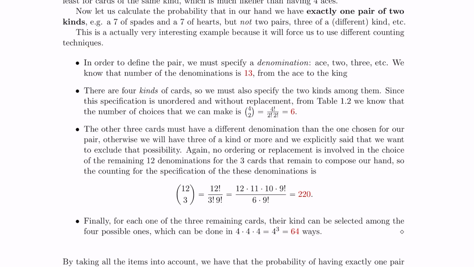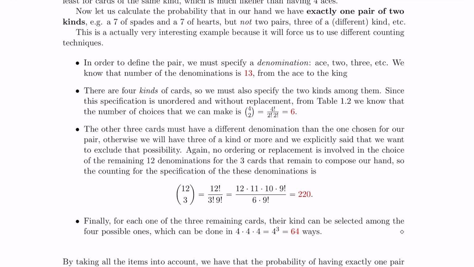First of all, in order to define the pair, we must specify a denomination, that is ace, 2, 3, etc. And we know that there are exactly 13 denominations. Then we must specify 2 kinds of cards among the 4 that exist. If you think about it for a second, you see that this specification is unordered and without replacement. So if you take a look at the table of counting, you see that the number of choices that we can make in this case is given by this binomial coefficient, which gives 6.